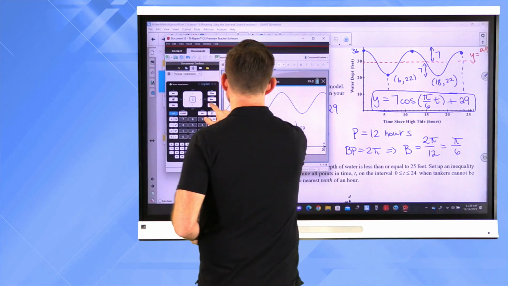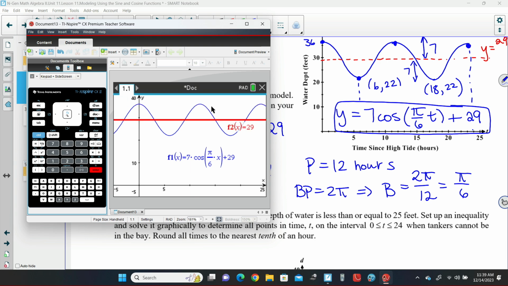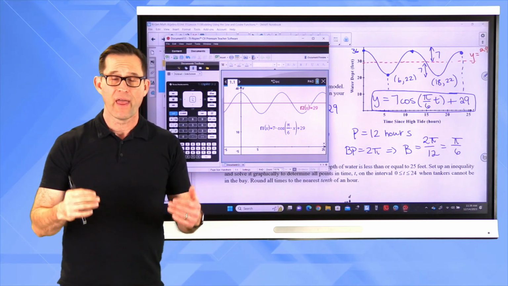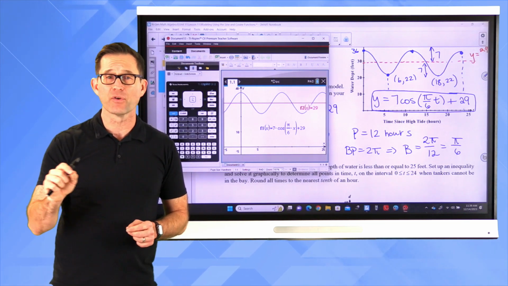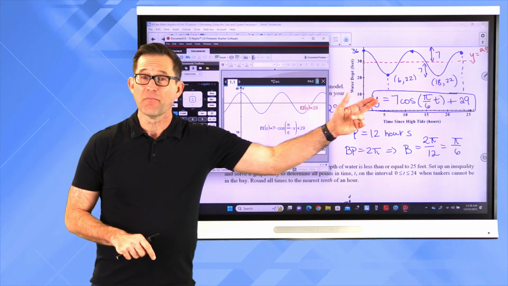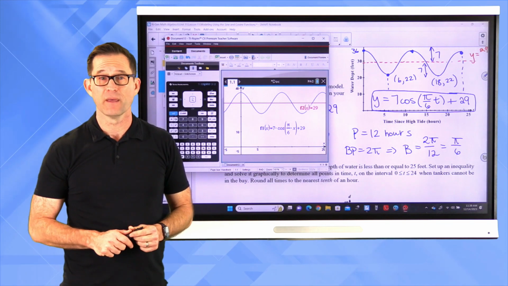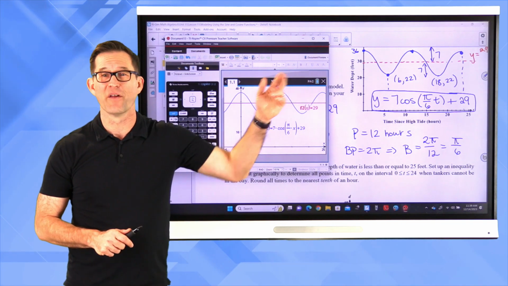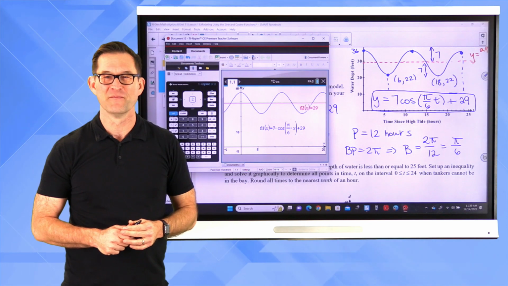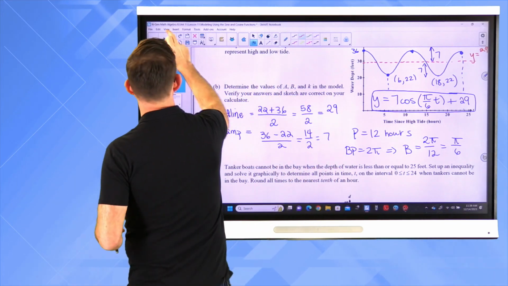As always, I really love to put in my midline. That kind of really gives me a great sense for the curve rising above and falling below that average tidal depth. And I have some pretty good confidence that my equation is properly modeling the physical scenario that they gave me. That's assuming, of course, that I've drawn that graph out correctly to begin with. All right. Let's put that away for right now.